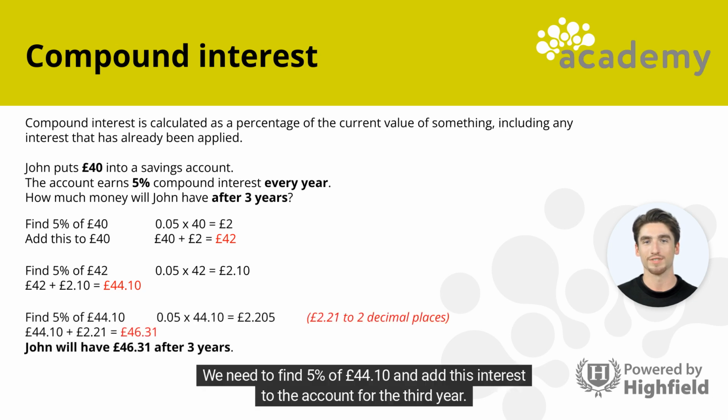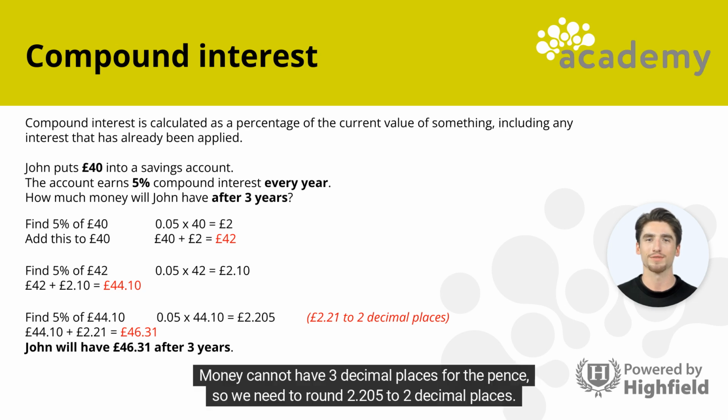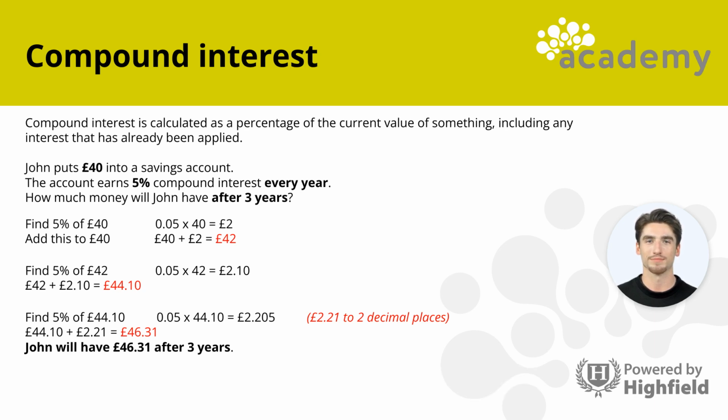We need to find 5% of £44.10 and add this interest to the account for the third year. 0.05 multiplied by 44.10 equals 2.205. Money cannot have 3 decimal places for the pence, so we need to round 2.205 to 2 decimal places. In this case, 2.205 rounds to 2.21. £44.10 plus £2.21 equals £46.31. John will have £46.31 after 3 years.